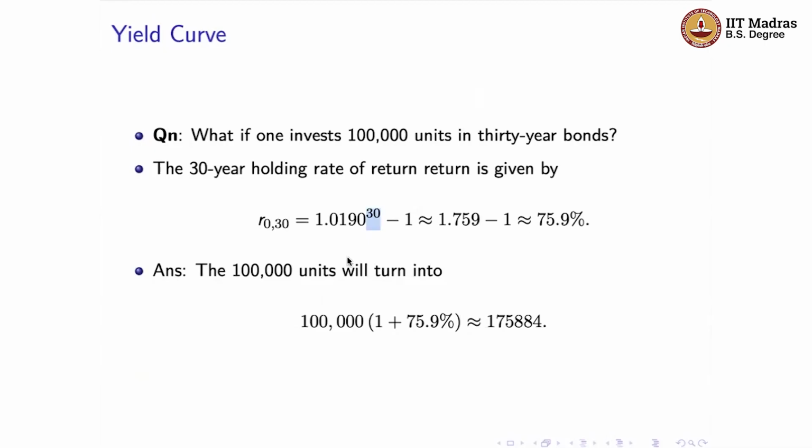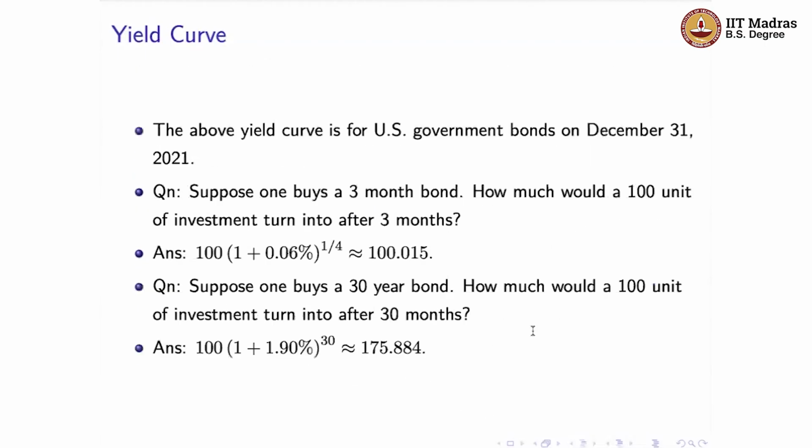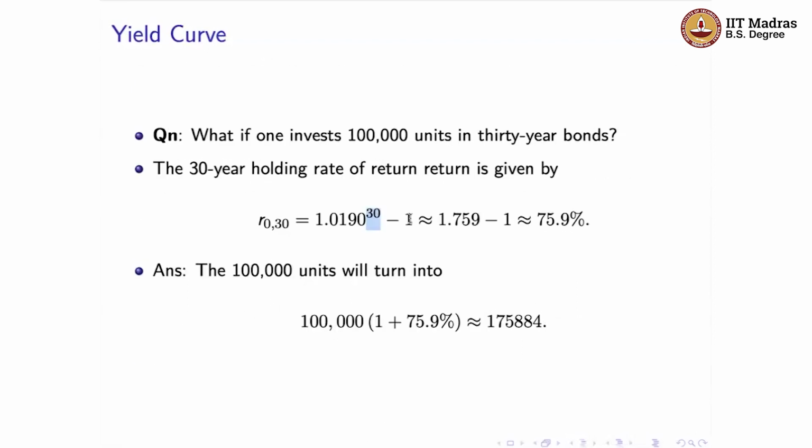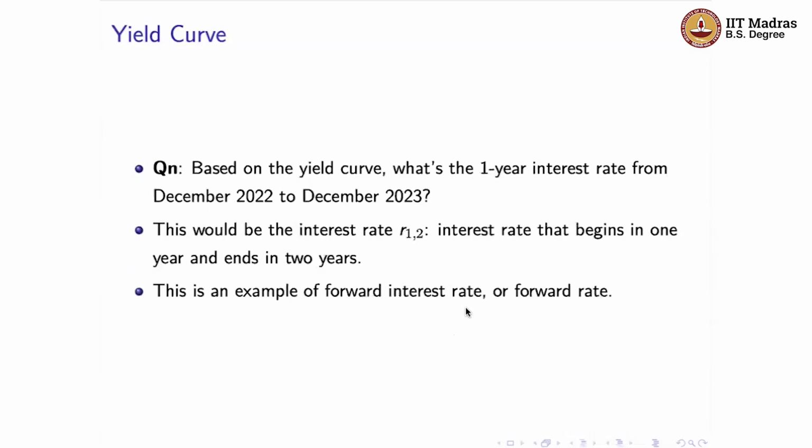So this 1 lakh units is going to become 1 lakh into 1 plus 75.9%, or approximately 175,884. So this is how you do the calculation. Notice that this is the same thing that we did before, but there we were using the annualized rates directly. Here we first convert it into a holding rate of return, and then use that to do the calculation.